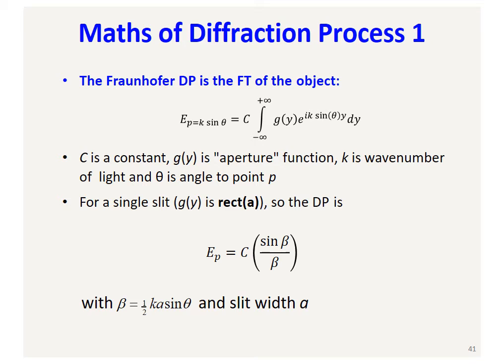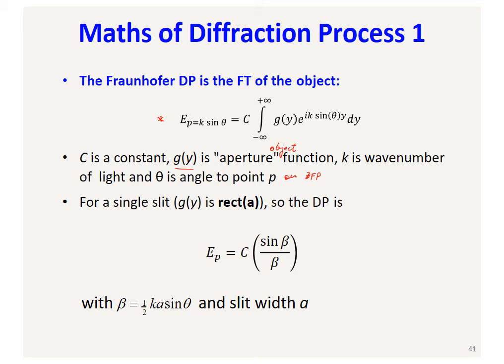So the wave amplitude leaving the object is g(y). Our aperture function represents our object. The amplitude of the wave that reaches point P on the back focal plane is given by the Fourier transform of g(y), which is written here. So this is representing the electric field amplitude at point P.